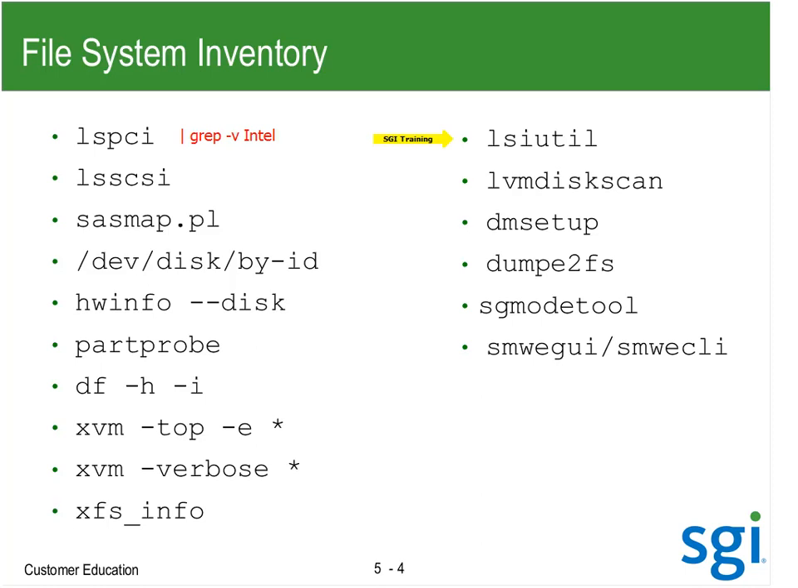lsiutil is what you need to figure out if you've got hardware mirrored devices for root, for example. If you've got LVM, there's lvmdiskscan, and then dmsetup for the device mapper. And if it's ext2, ext3, dumpe2fs to show me how that file system was made. And sgi_modetool. I think it changed its name. Now it's just sgi_mode.